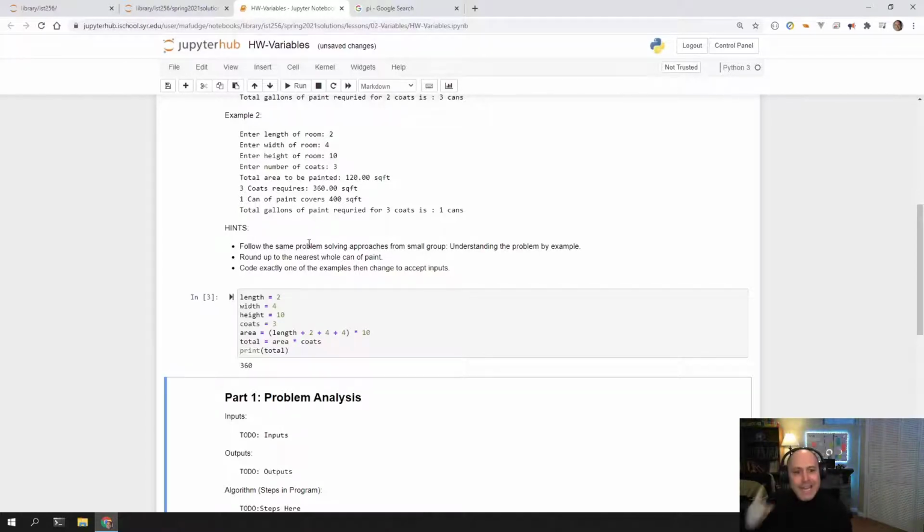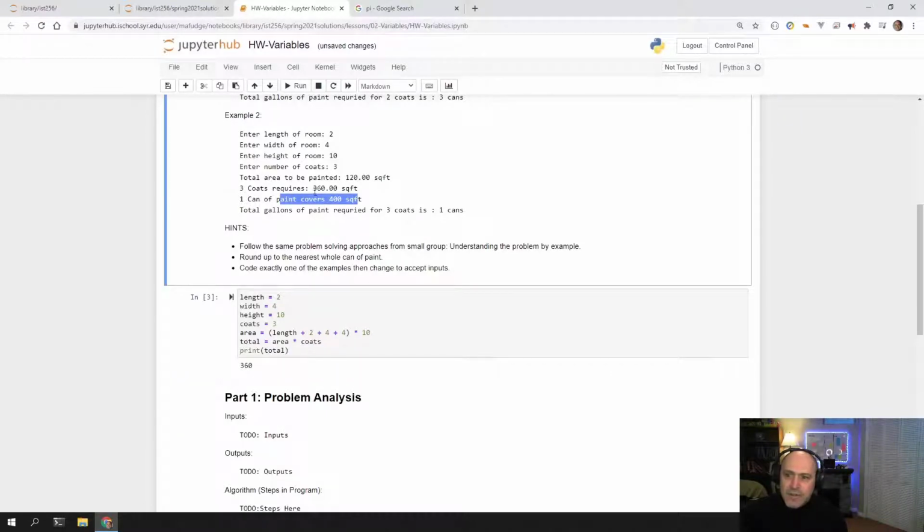Right? So one can of paint covers 400. So one can is going to easily put 3 coats in this very small room, because one can covers 400 and I only have 360, right? So total gallons of paint required for 3 coats is going to be 1 can. So the question becomes, how do you figure out how many cans? And that's where it says round up to the nearest whole can of paint, always.